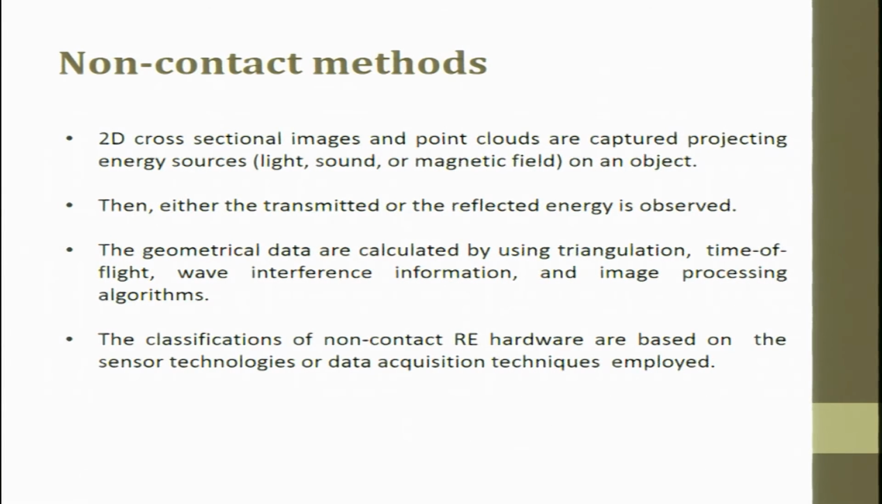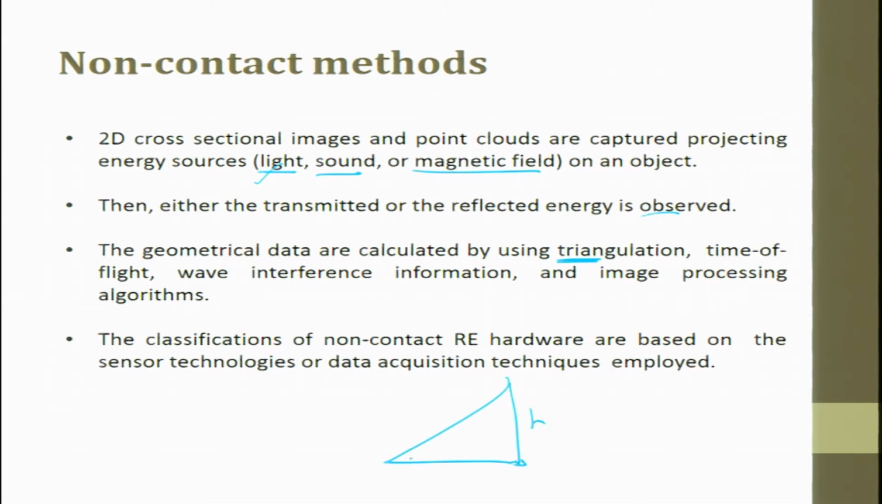The next one is the non-contact type method. Here a 2D cross section image or a point cloud is captured by projecting an energy source like light, sound or a magnetic field onto the object. It can be light, sound or magnetic field, but predominantly we work using light, though acoustic based sensors are also available for measuring the surface. Then either the transmitted or the reflected image is observed, and the geometric data are calculated by the triangulation method.